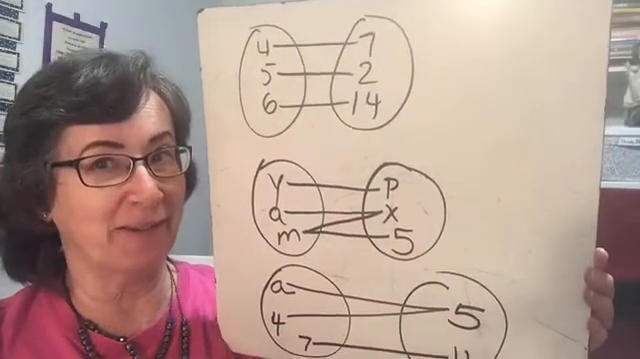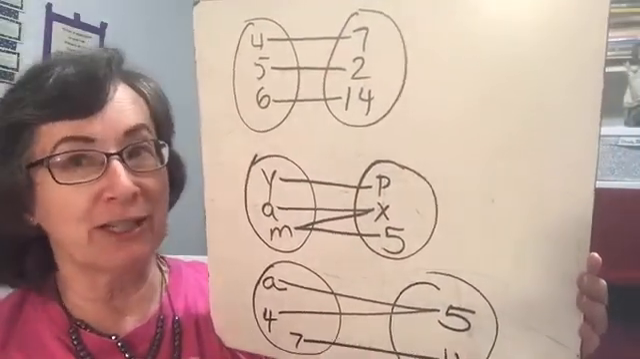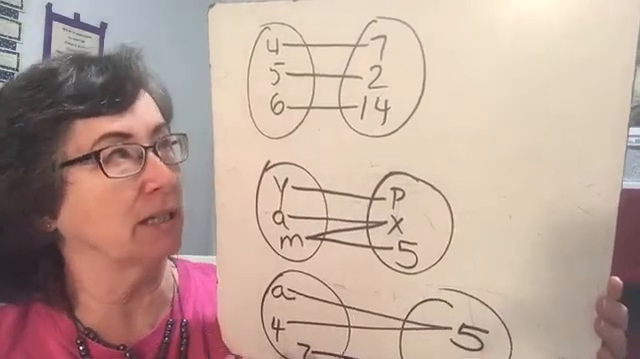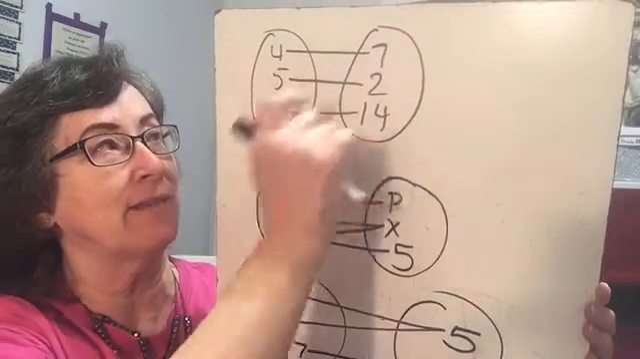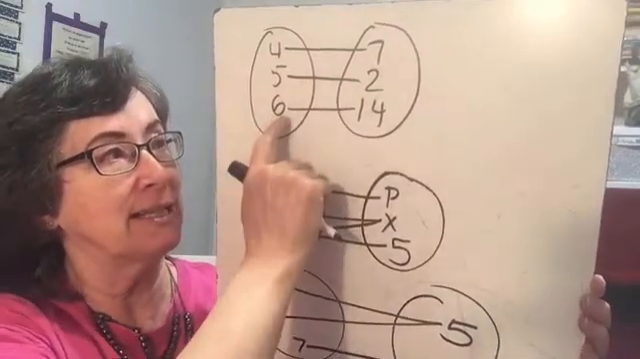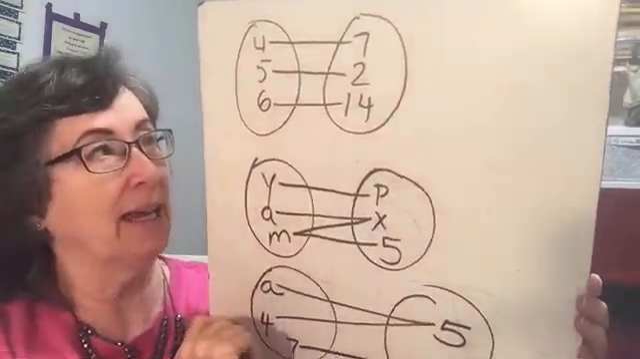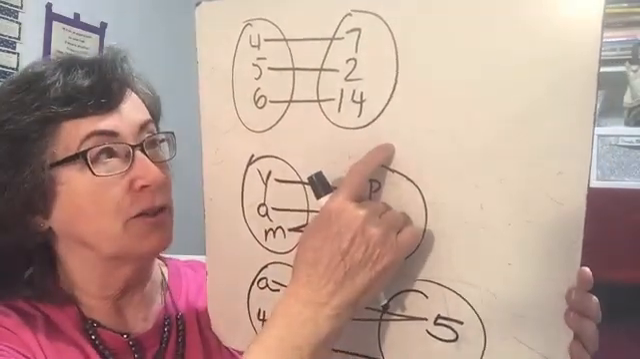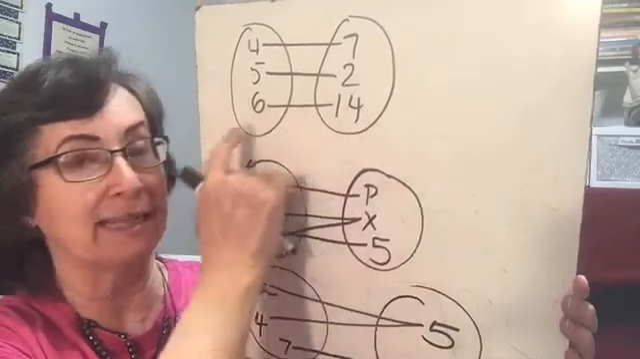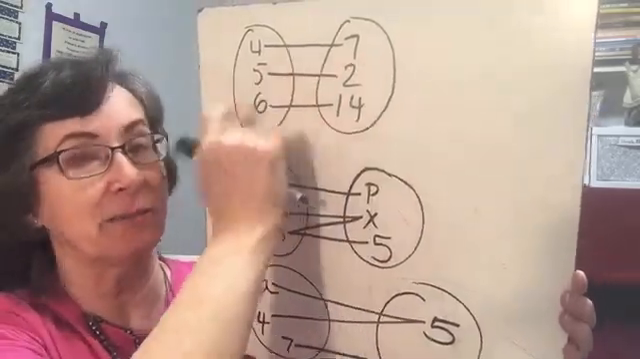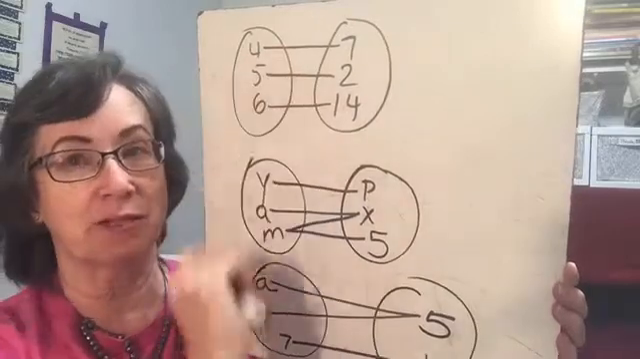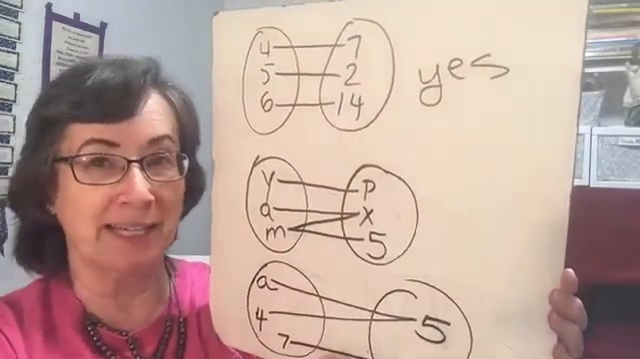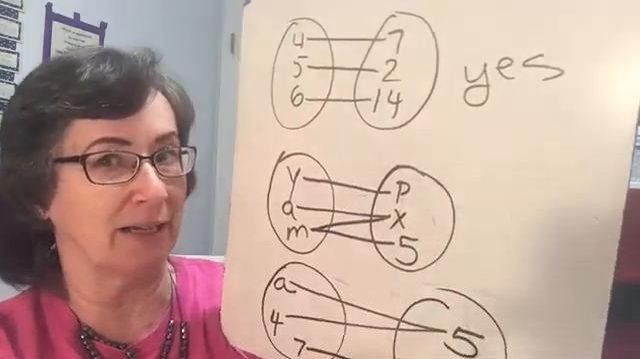Okay, so here are 3 examples. We're going to look and see if each mapping is a function or just a relation. So here we have 4 goes to 7, 5 goes to 2, 6 goes to 14. Each one of our inputs has only one output. So we can say 14 is the image of 6, 2 is the image of 5, 7 is the image of 4, and yes, that would be a function because each input has one and only one output.